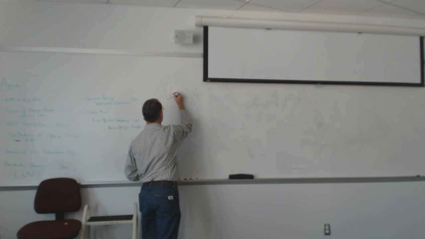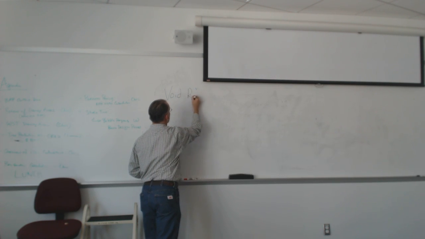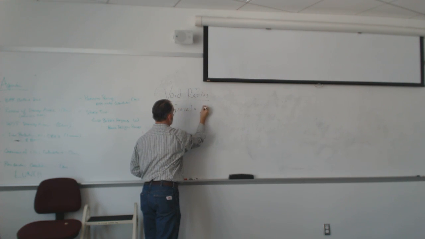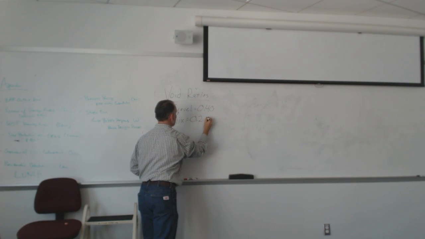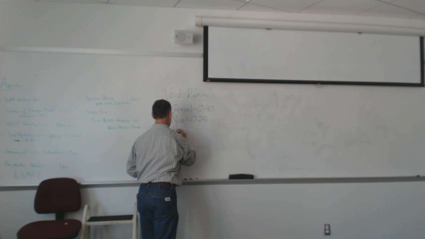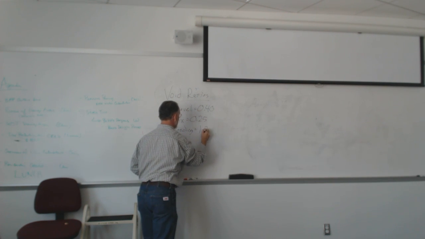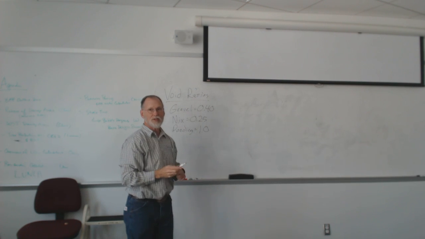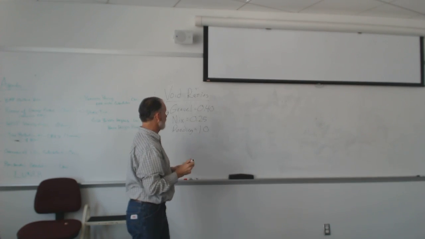For our void ratios, gravel, 0.40, mix, 0.25, ponding is 1. Okay? So we're designing a typical rain garden.